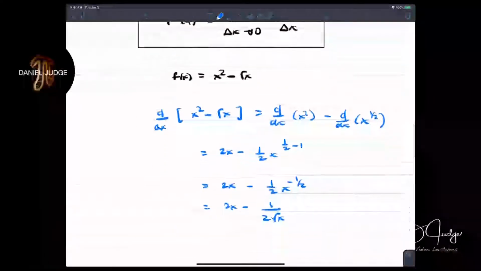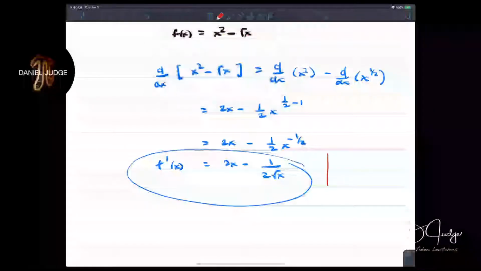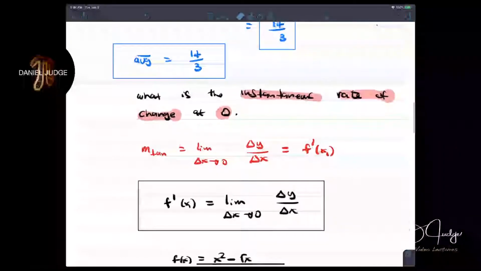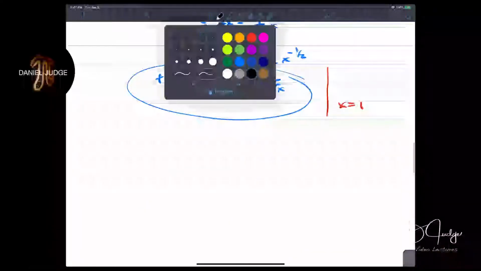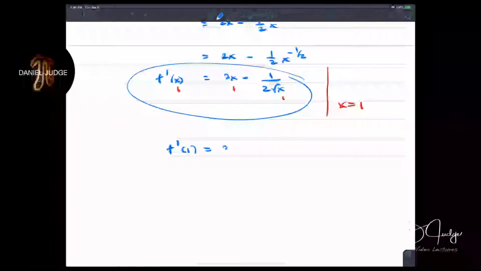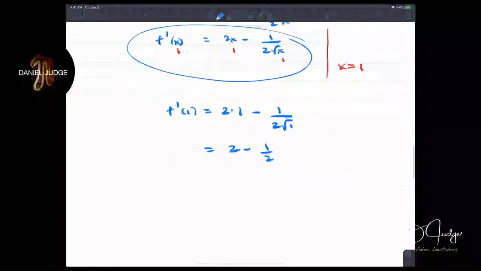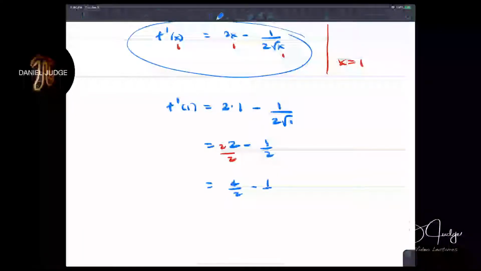All right. Now we got that derivative. So here's my f prime of x, and we have to evaluate this at x equals that 1 now. So the interval is 1 to 4, right? So let's change this here. This is not going to be at 0. It's going to be at 1. So plug in a 1. f prime at 1: 2 times 1 minus 1 over 2 square root of 1. 2 minus 1 half, and you guys know the arithmetic here. Times 2 over 2, so we get 4 halves minus 1 half, and f prime of 1 is actually 3 halves.